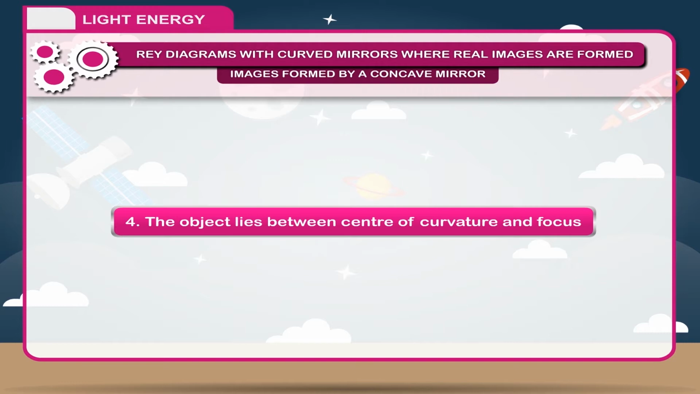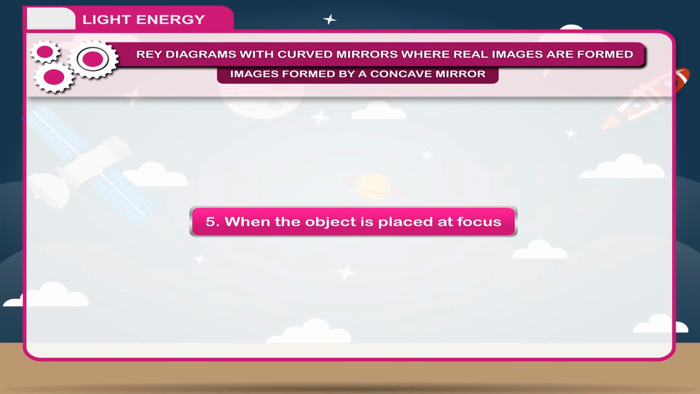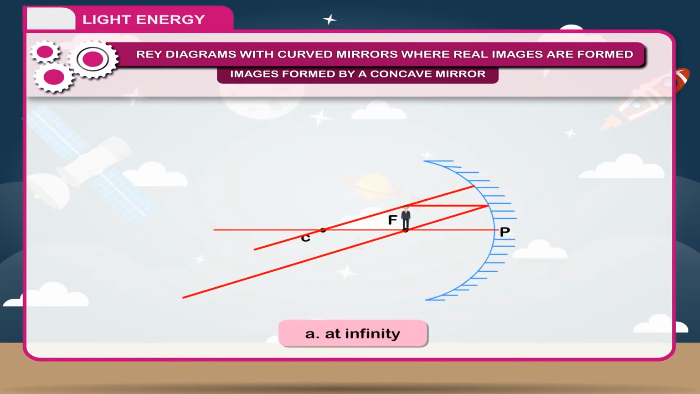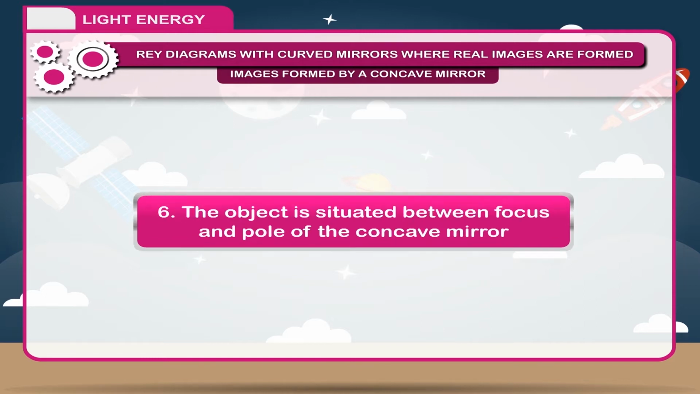4. The object lies between center of curvature and focus. The image formed is: A. Beyond C. B. Real and inverted. C. Enlarged. 5. When the object is placed at focus, the image formed is: A. At infinity. B. Real and inverted. C. Highly enlarged.